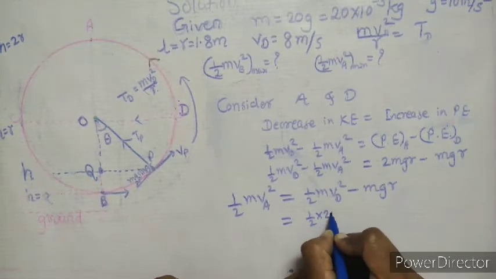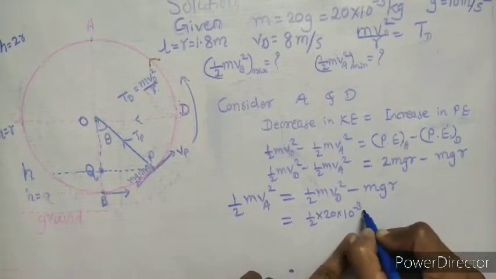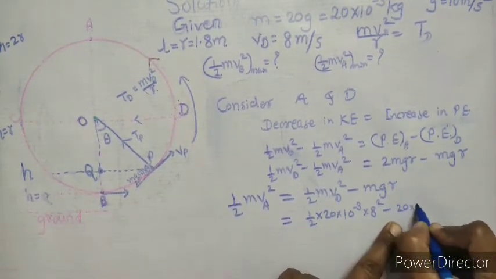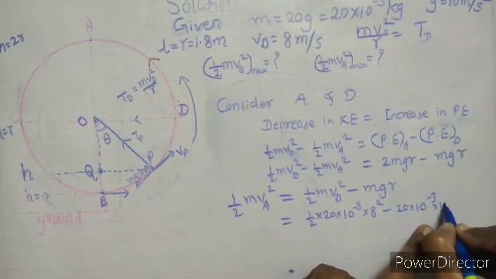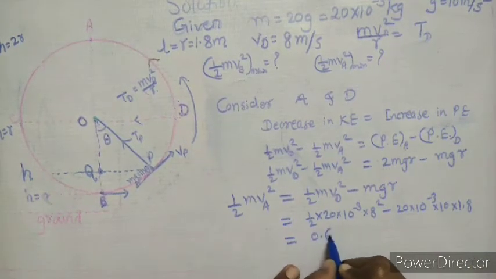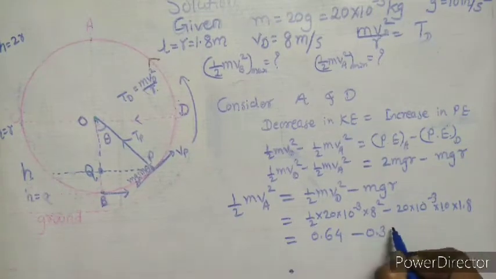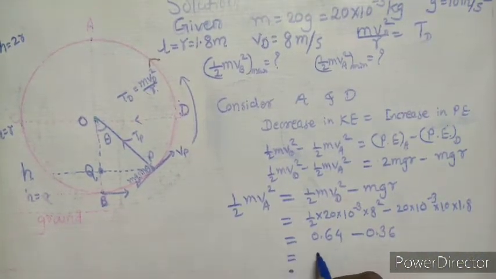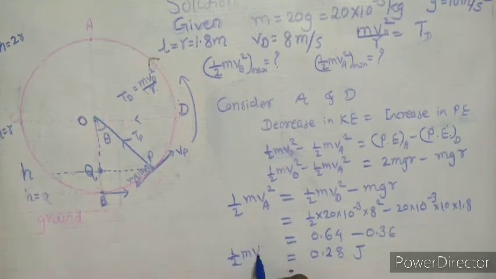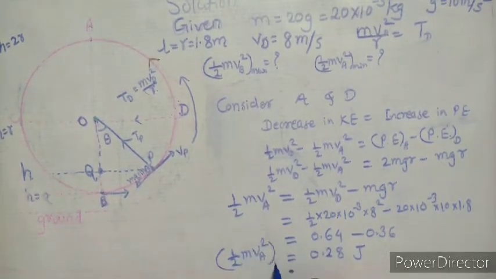Substituting, half into 20 into 10 raised to minus 3 into vD square, 8 square, minus again 20 into 10 raised to minus 3 into 10 into 1.8. So we get 0.64 minus 0.36, which is 0.28 joule. This represents half m vA square, and it is the minimum energy that we had to solve. This is the second answer of this problem.